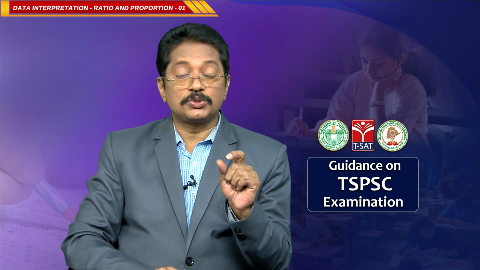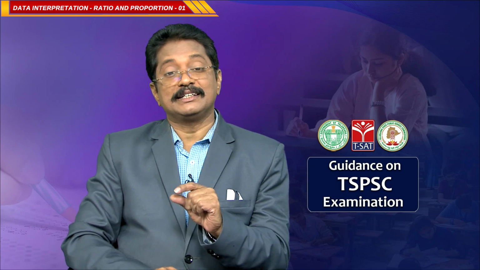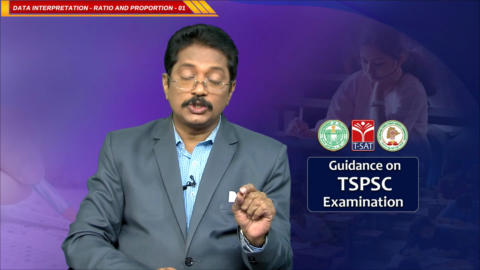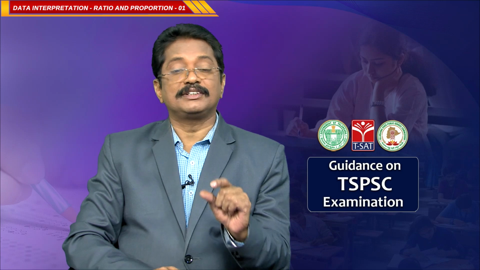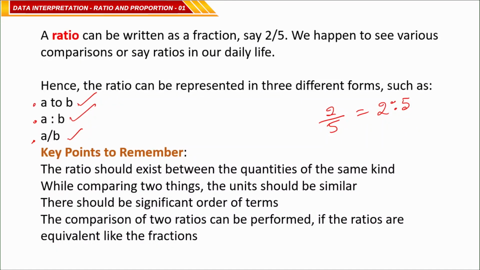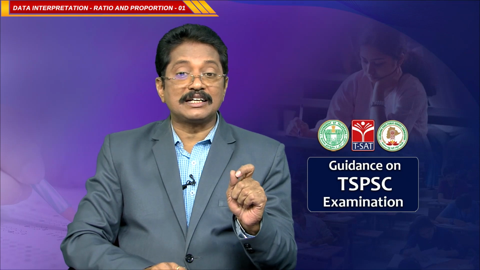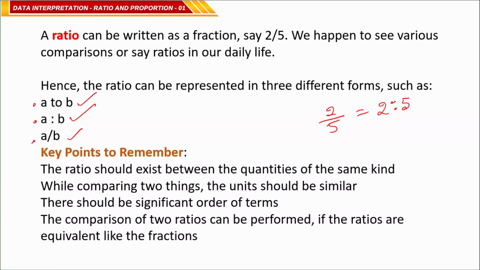It's clear? Both should be the same kind, like 2 kilograms and 75 milligrams. When you compare these two, both represent the mass or weight of the object, so you can compare them, clear. So, the quantities should be of the same kind, that is the first one, and there should be significant order of terms. This is also very, very important, and comparison of two ratios is performed if the ratios are equivalent like fractions. So, both should be equivalent like fractions.